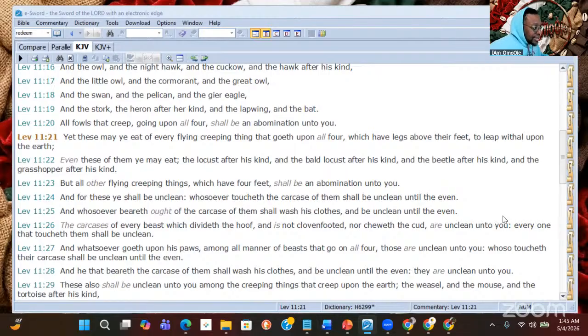The carcasses of every beast which divideth the hoof, and is not cloven-footed, nor cheweth the cud, are unclean unto you. Every one that toucheth them shall be unclean.